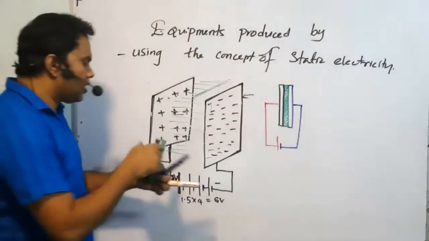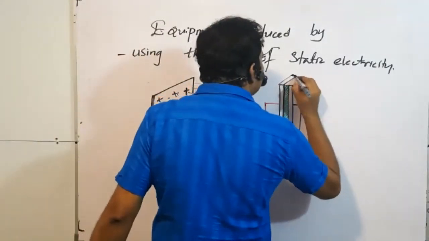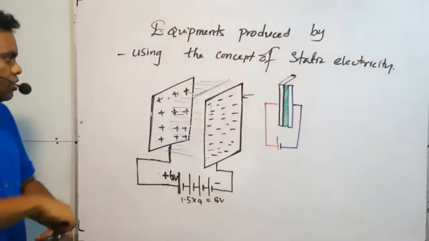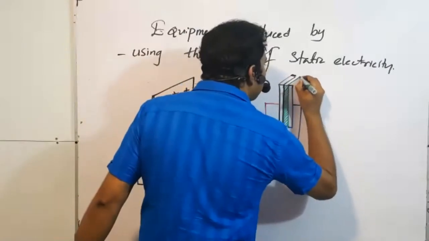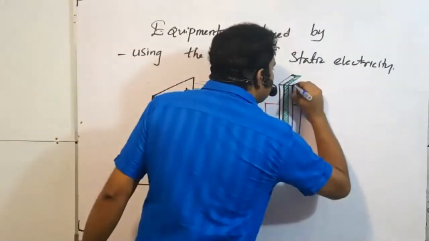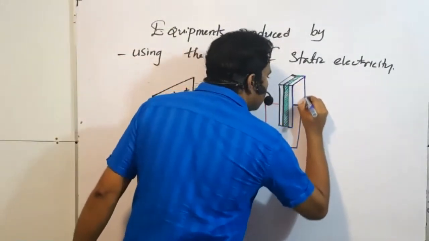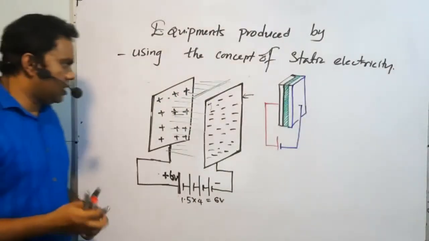If you make that 3D, this is the positive plate. Okay, the intermediate insulator layer. Insulator layer. Okay. And the blue color one, look at this. Negative plate. Negative plate.